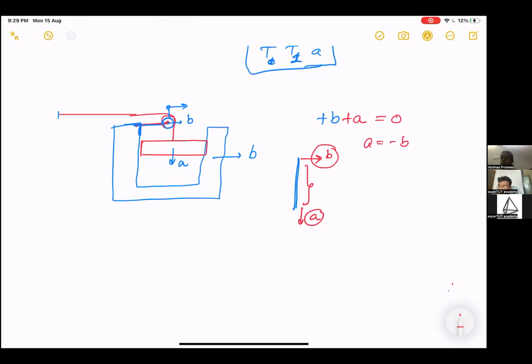That means if I assume b to the right, then a is actually upwards and equal to b. So this is b upwards. Actually, the answer is b upwards. This is the answer, look once. Yeah, it's minus b.